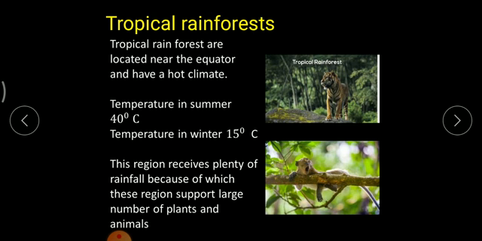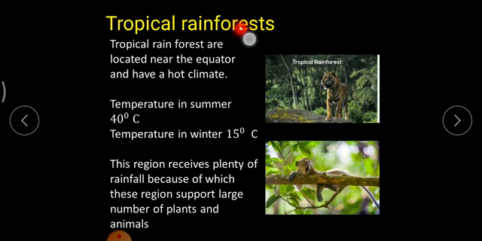The tropical rainforests are located near the equator and have a hot climate. Majority of the countries which are located near the equator have a hot climate. So temperature in summer goes up to 40 degrees Celsius, and in winter it goes around 15 degrees Celsius. This region receives plenty of rainfall. Since the temperature is favorable for living creatures to survive, a number of rainfalls do occur in this region. Since rainfall is plenty, plants and animals start to develop a habitat and try to live in this particular region. So this is the tropical rainforest.